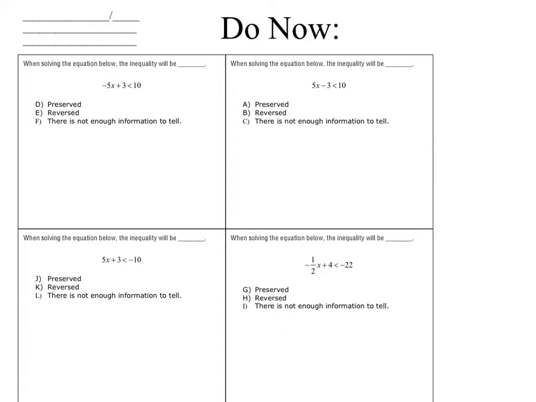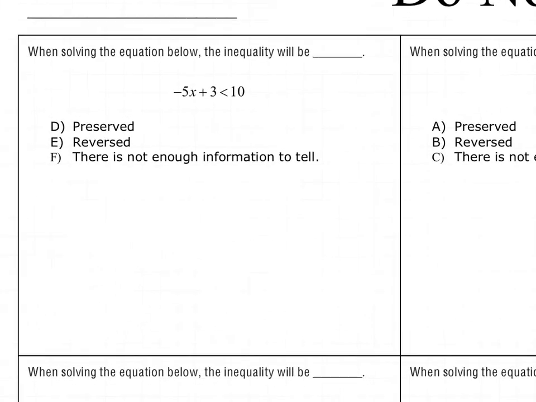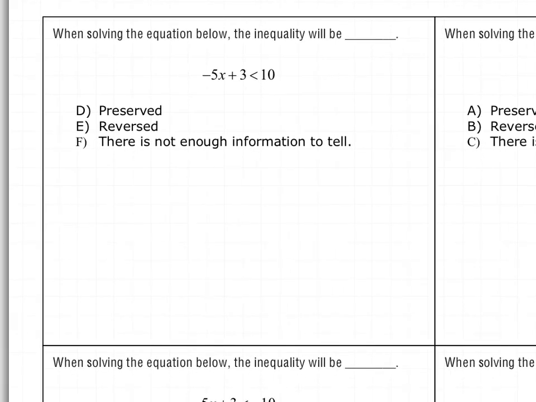All right, teams, let's look at our do now for today. Looking at our do now problems, we're asked to determine whether solving an inequality is going to preserve it, reverse it, or there's not enough information to tell. So remember that when you're talking about whether it's going to be preserved, reversed, or there's not enough information to tell, you're looking to see if any of those operations are done to both sides.